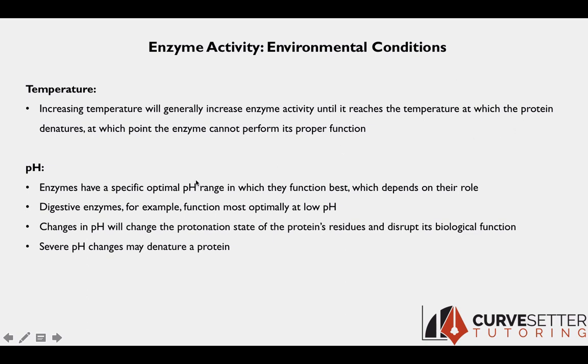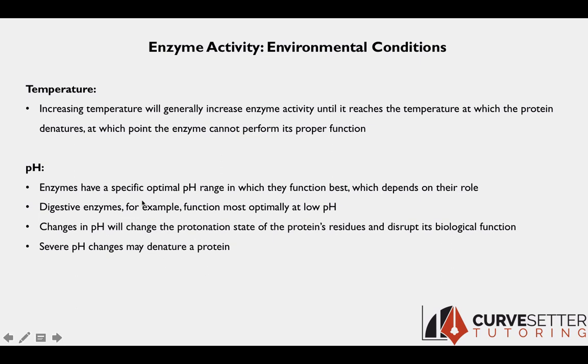All enzymes have a specific optimal pH range in which they function best. That pH range may be physiological pH around 7.4, but it may also be slightly acidic or basic, depending on where that enzyme is meant to function. For example, many digestive enzymes, which function in the GI tract, function most optimally at low pH because we have acidic conditions in our GI tract.